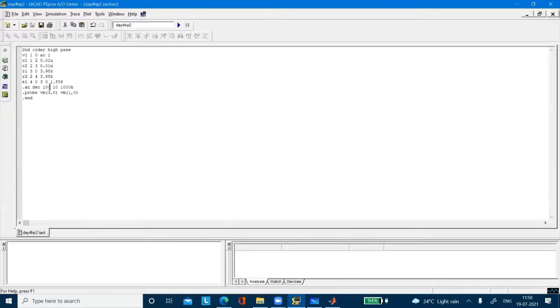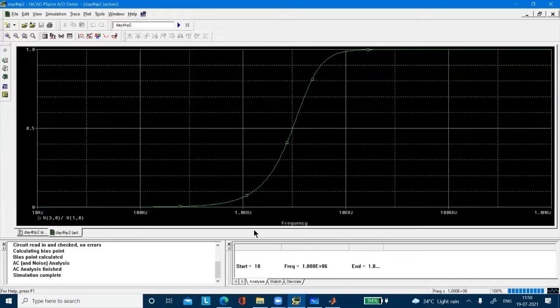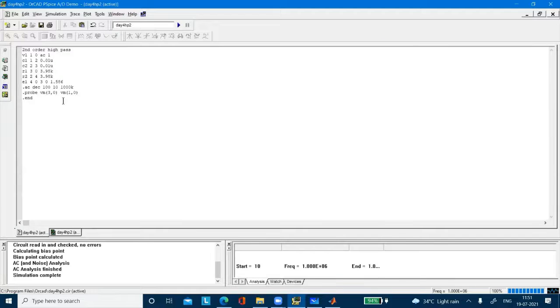Let us study this high pass filter. Run the program and look at the cutoff frequency. This is a log scale, it will be approximately 4 kilohertz. So what is the passband gain? Passband gain is 1.586. It should be 4.